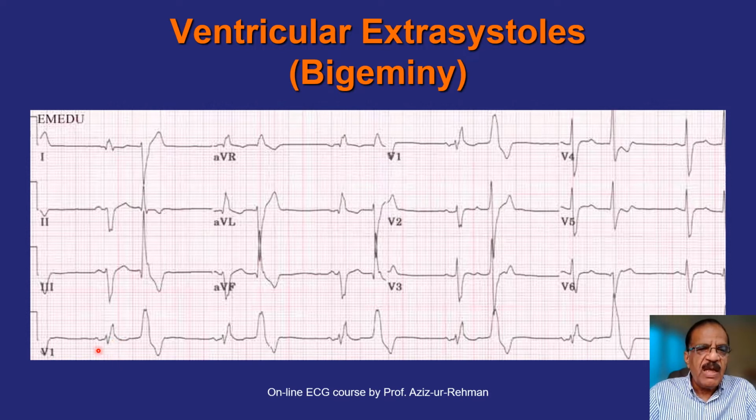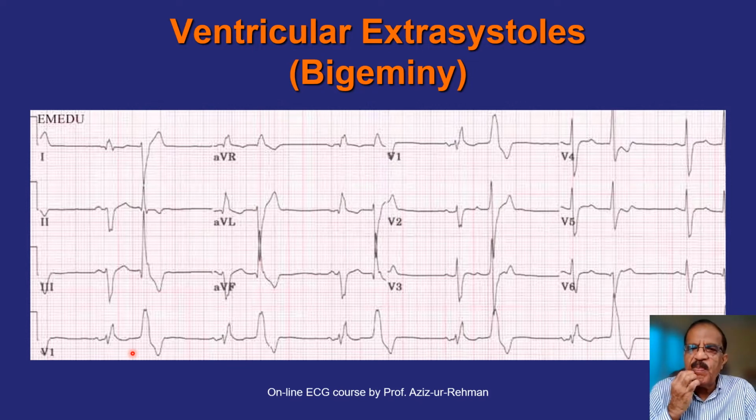This one, there is a P wave, there is a QRS complex conducted as a right bundle branch block. So these are sinus beats. This is a sinus beat, this is a sinus beat, this is a sinus beat. But this beat has different morphology, and it has come earlier than its expected time. So it is a ventricular extrasystole, ventricular premature beat.